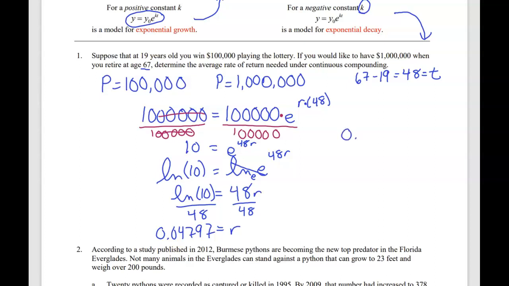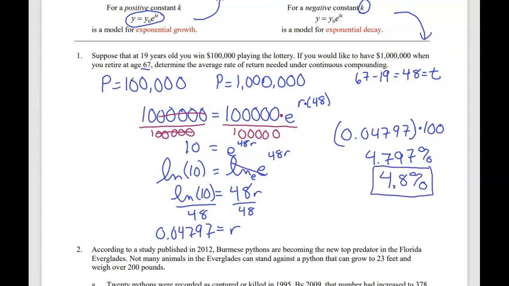So I'm going to take the 0.04797 because we're talking about percentages. I'm going to take that and multiply that by 100 because remember this is the decimal format and I want to put it in percentage. And so that would be 4.797%. And usually we want to round that to one decimal place. And so that would be 4.8%. So we need a 4.8% return, average rate of return on this continuous compounding.